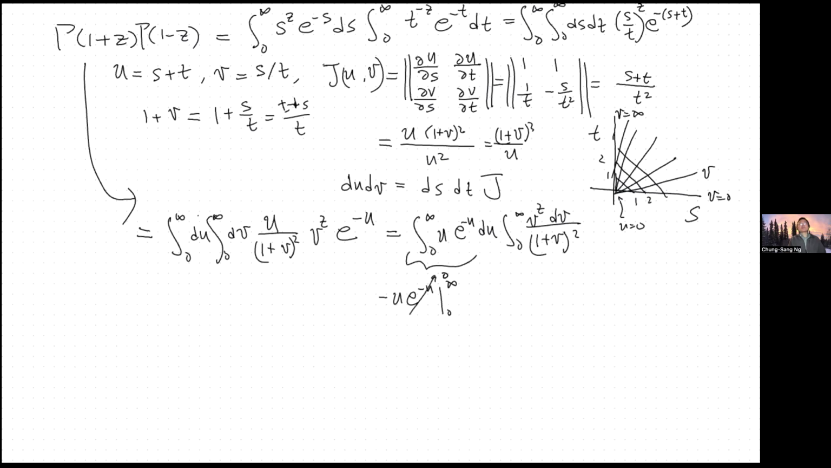And then minus, but you already have a minus sign here, so plus, and then the derivative of u becomes 1, and then e to the minus u du. Integrating e to the minus u gives a minus sign, so basically flipping the sign. So 1 minus 0 is 1, so this factor is 1.